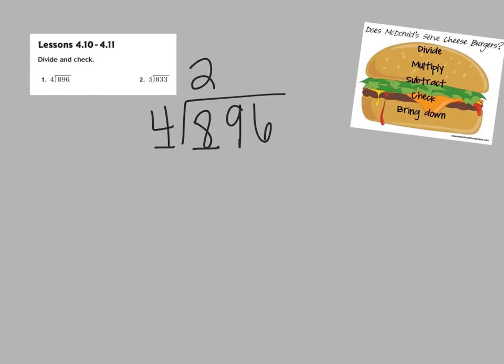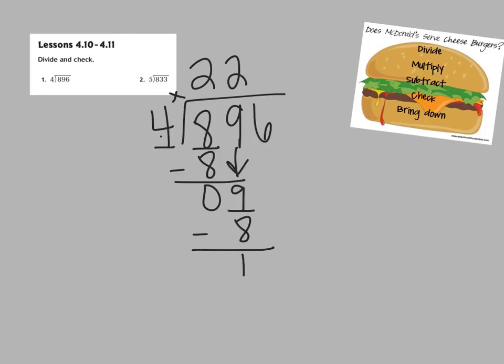Now we need to multiply. 4 times 2 is 8. Subtract. 8 minus 8 is 0. Check. 0 is less than 4. We are good to move on. Now let's go ahead and bring our 9 down. How many times does 4 go into 9? You're right, 2. And 4 times 2 is 8. Now we need to subtract. 9 minus 8 is 1. Check. 1 is less than 4. We're good to go. We need to bring down that 6.